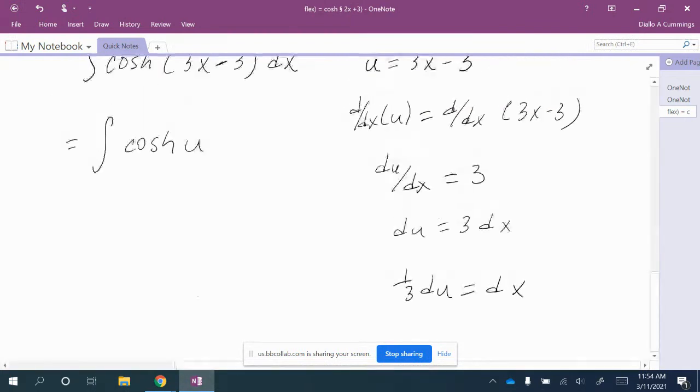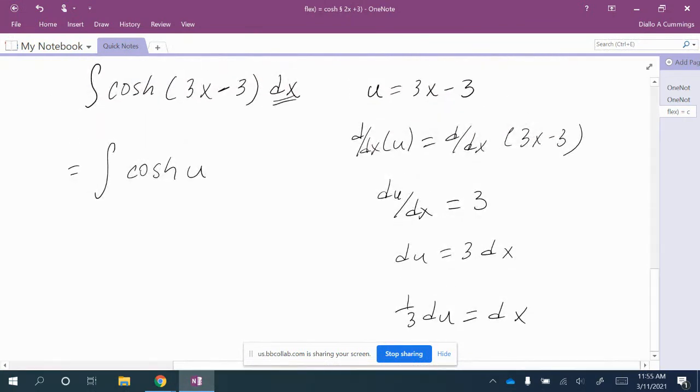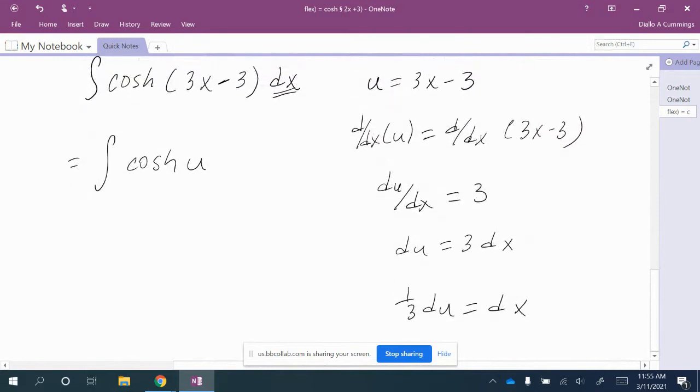Therefore, I can substitute 1/3 du for dx. So I have 1/3 du. Right, so everything is now in terms of u. So now I'll integrate because I have a formula to integrate the hyperbolic cosine. So that's equal to 1/3 times the integral of the hyperbolic cosine of u, which is the hyperbolic sine of u.